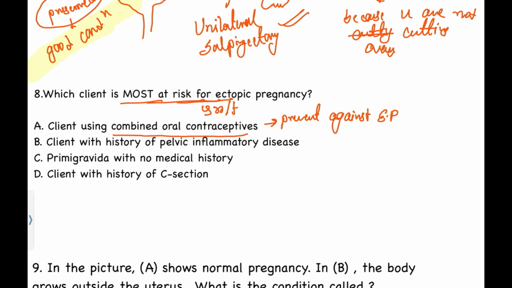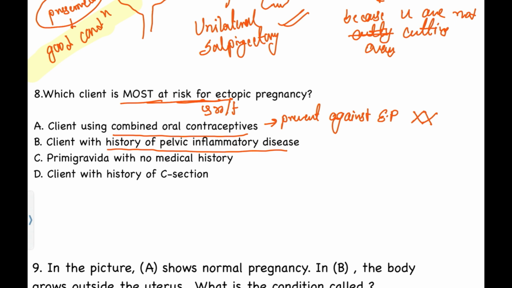So, using combined oral contraceptive is not a risk factor for ectopic pregnancy. That's why option A won't be the answer. Now, coming to option B, if mother is having history of pelvic inflammatory disease, that I will come later.